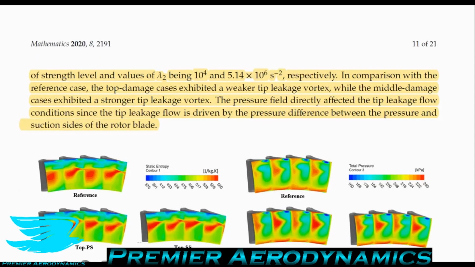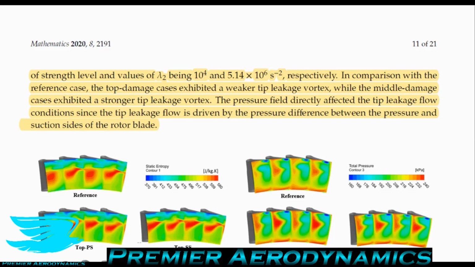Like when you think about it, if you damage the tip, the vortex gets weaker. If you damage the midsection, the vortex gets stronger, even though the vortex is much further away from the midsection than at the tip. It's near the tip. So even though you damage the blade very far away from the wingtip, it still affects the wingtip flow.